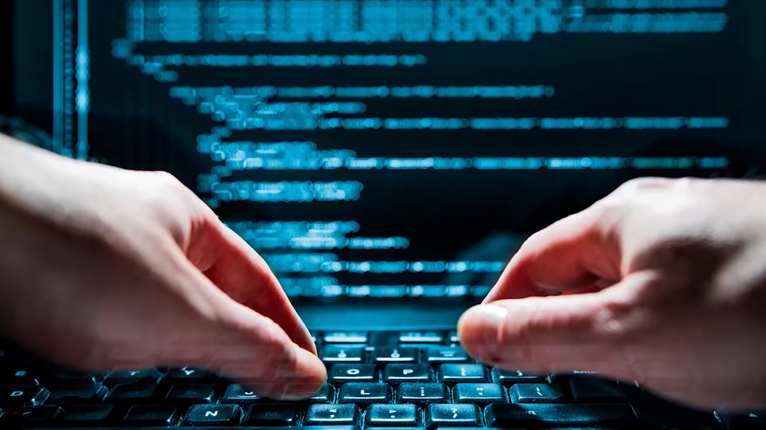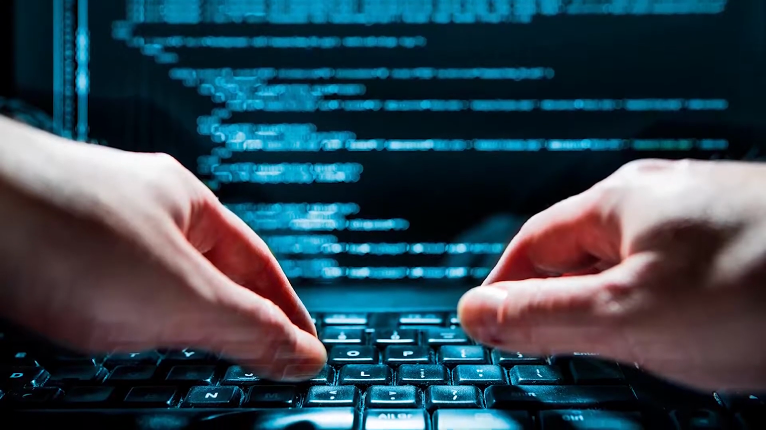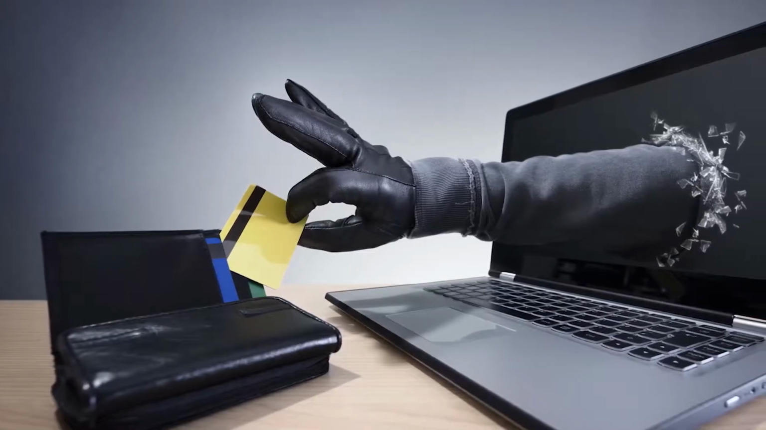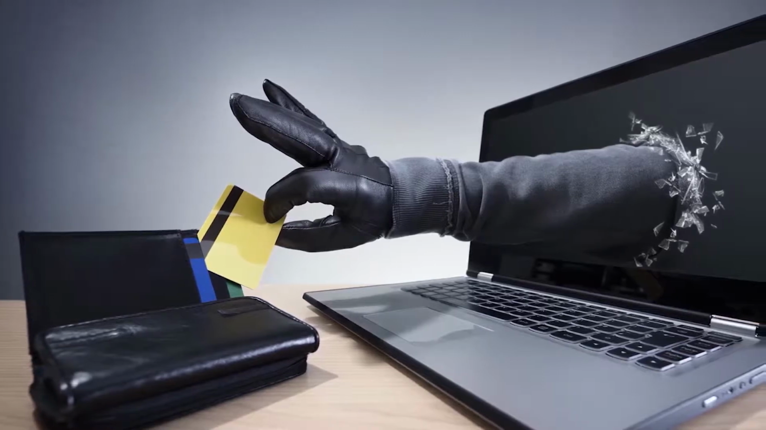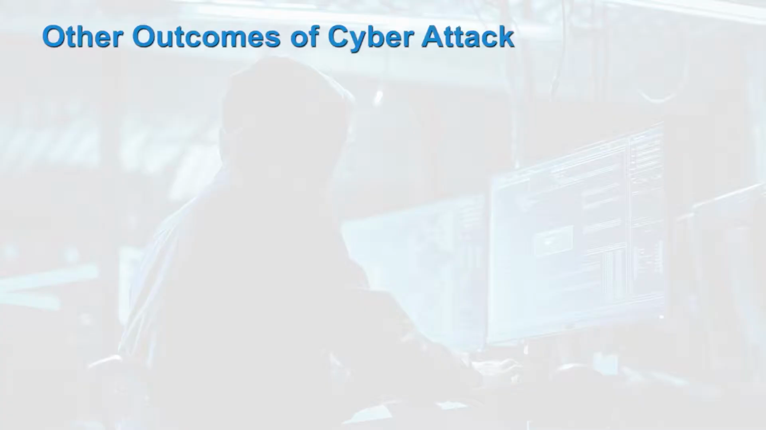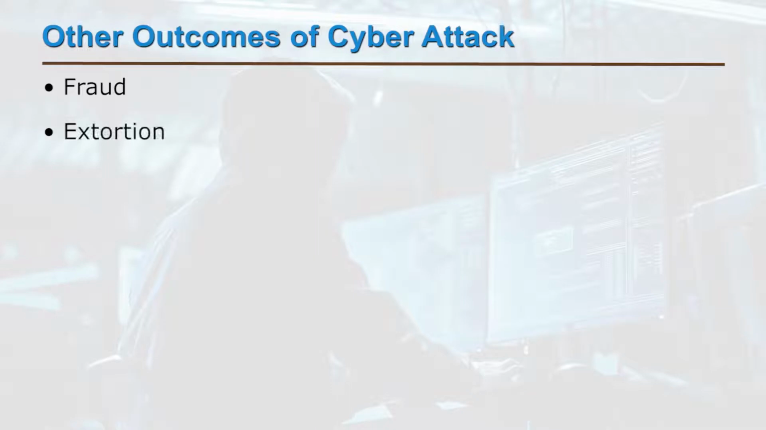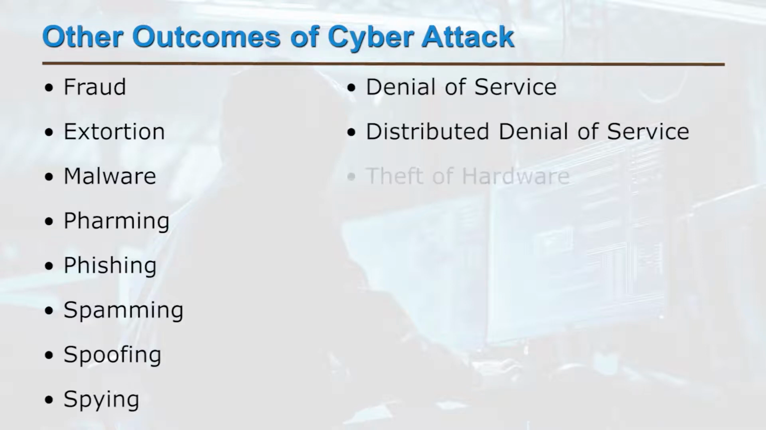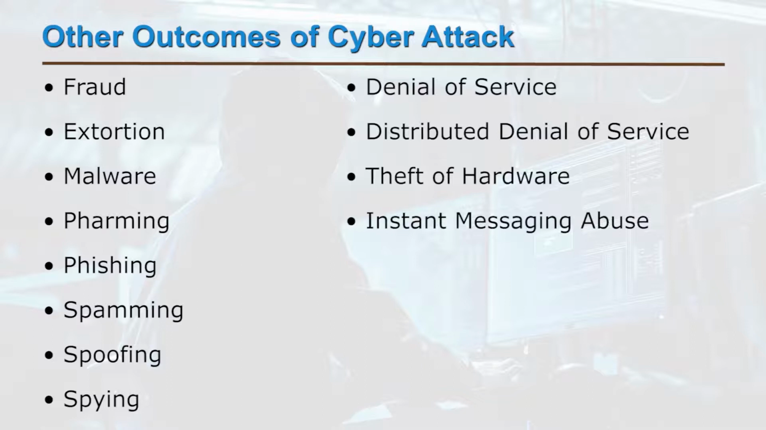Okay, how are they executed? In order to execute a cyber attack, malicious code or logic is used to alter the actual code or data. This will result in compromised data. The compromised data leads to cyber crimes such as information and identity theft and other outcomes such as fraud, extortion, malware, pharming, phishing, spamming, spoofing, spying, denial of service and distributed denial of service, theft of hardware, instant messaging abuse, and sometimes intellectual property theft.